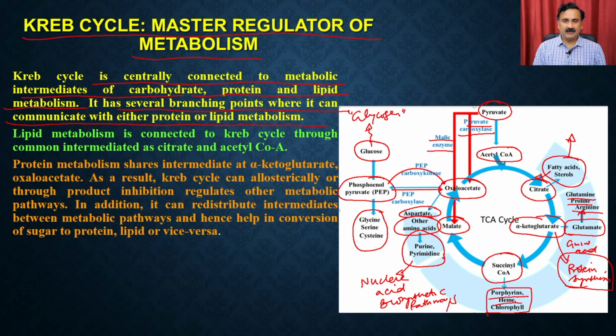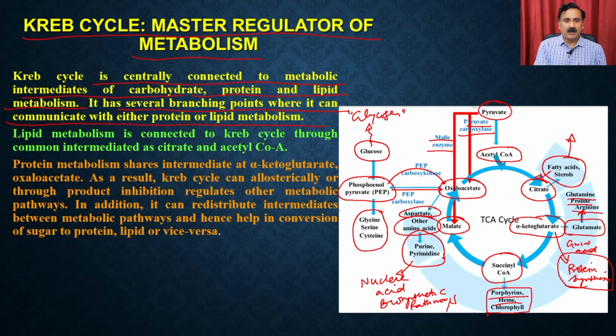So what you see here is that the Krebs cycle has a very huge role in regulating the different types of metabolic pathways, and the intermediates can go into the different types of metabolic pathways. Like the lipid metabolism is connected to the Krebs cycle through the common intermediates such as the citrate and the acetyl CoA. Similarly, the protein metabolism shares the intermediates alpha ketoglutarate and oxaloacetate. As a result, the Krebs cycle can allosterically or through the product inhibition regulate other metabolic pathways. In addition, it can redistribute the intermediates between the metabolic pathways and help in the conversion of sugar to the protein, lipid, or vice versa.